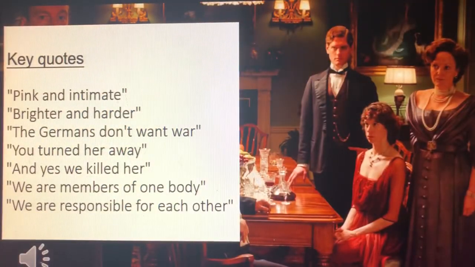Some key quotes then to help us remember Eva Smith and many of the other characters too.